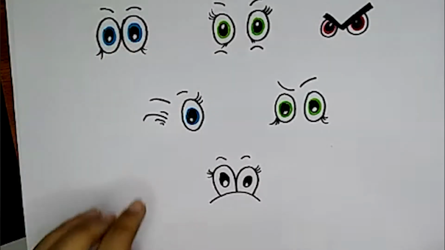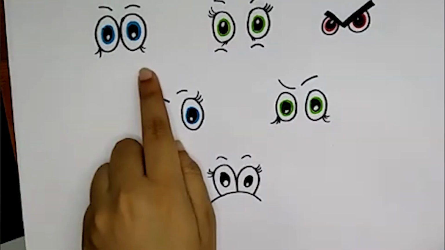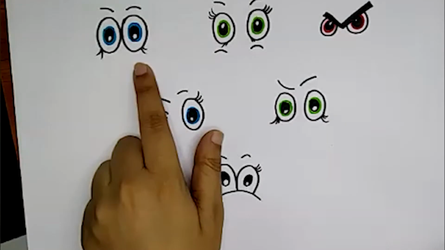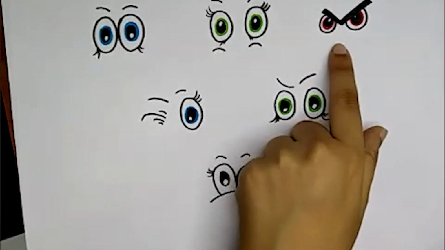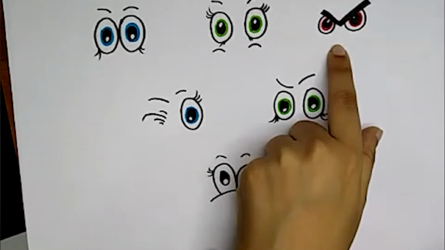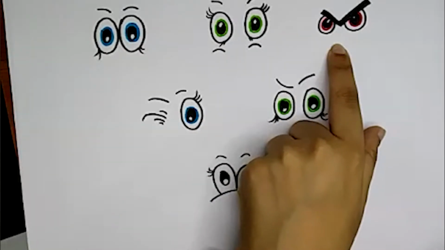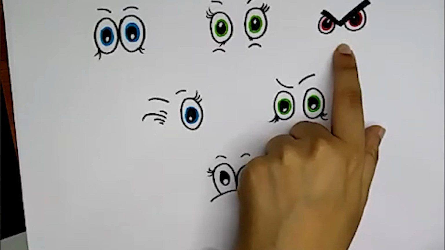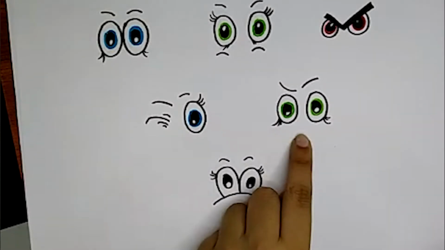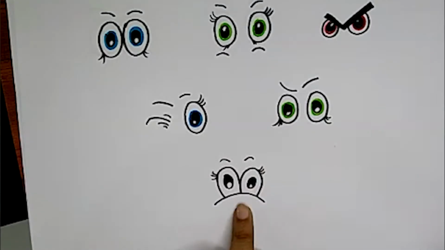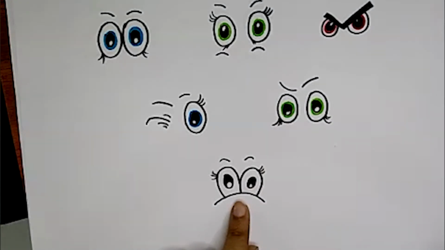Yes, this first one is a normal cartoon eye which looks forward. Okay, and this is the eye which looks upward, and this is an aggressive eye which indicates angry. And here we can see an eye closed and one more eye open. And this is a doubtful eye. We can see the eyebrows up and down. And this is also a normal cartoon eye.